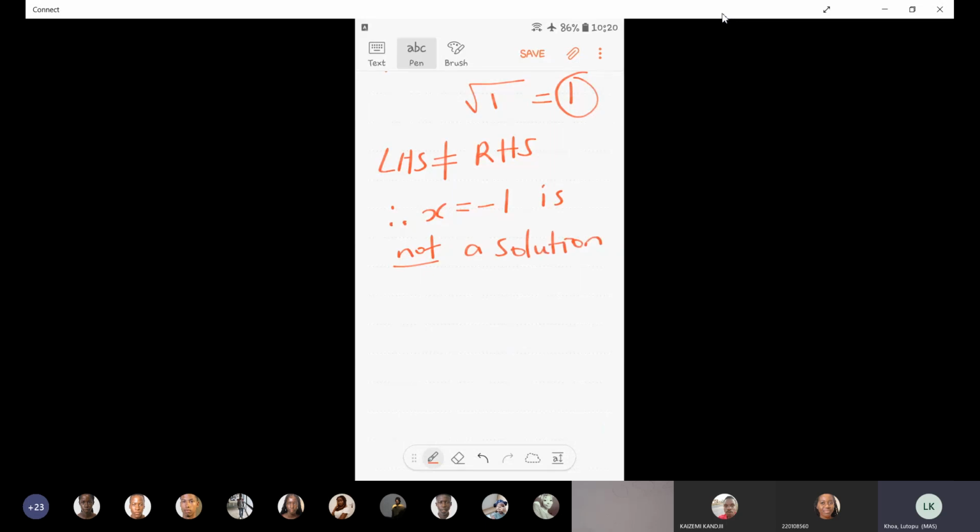Okay, so that is how I would write it. So you can see it is very important to check whether your solution is valid or not. Let's look at one more.